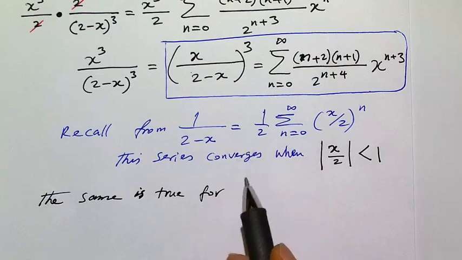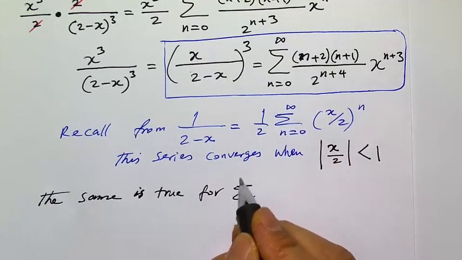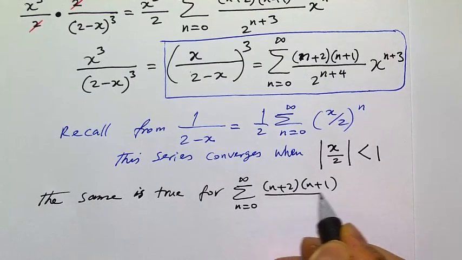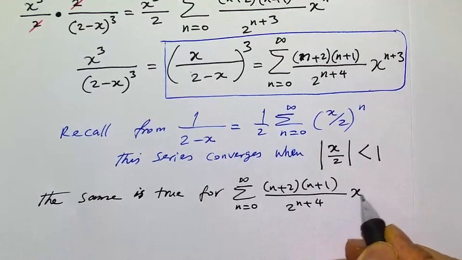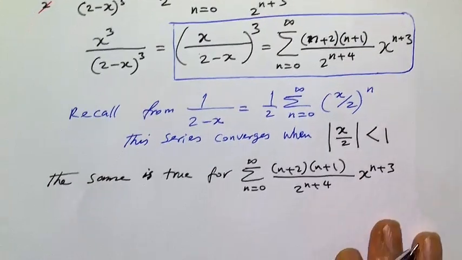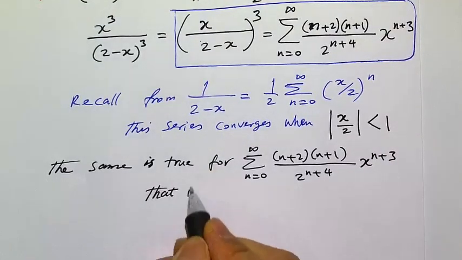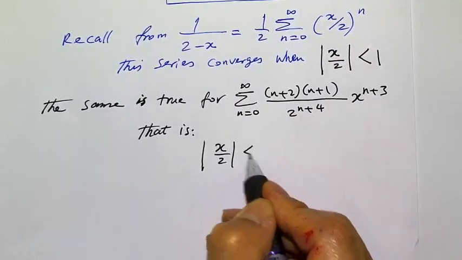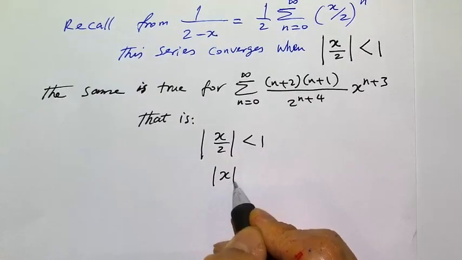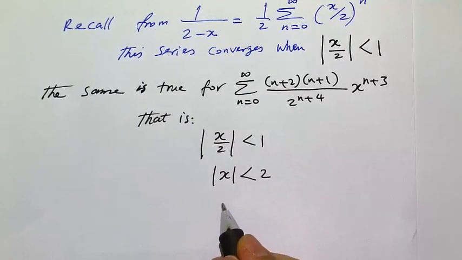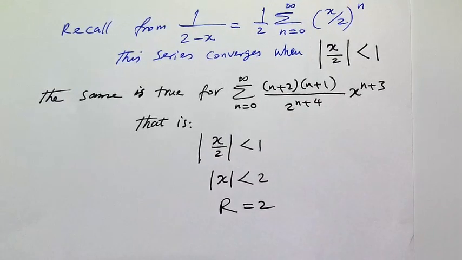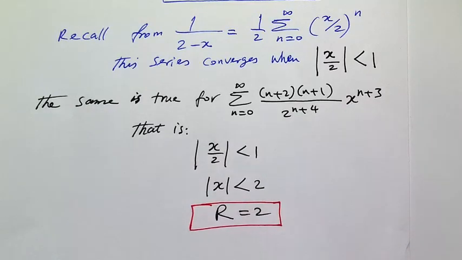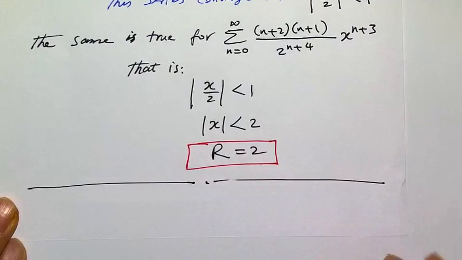So we can easily say that the absolute value of x over 2 is less than 1, the absolute value of x is less than 2, therefore R is equal to 2, the radius of convergence. They don't ask us for the interval of convergence, so we stop there. Okay.